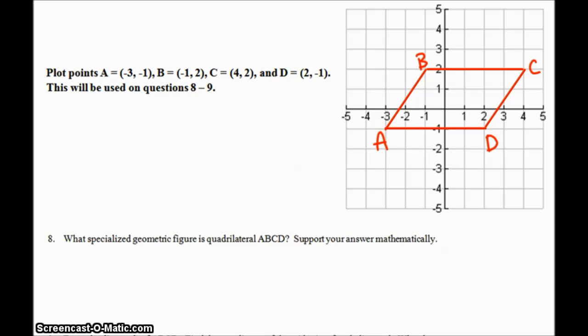Now, based on this picture, we have to look at the slopes before we determine anything about it. Take a look at lines AD and BC. Those are parallel because their slopes are 0. So you could say BC is parallel to AD because their slopes are the same, because their slope equals 0.